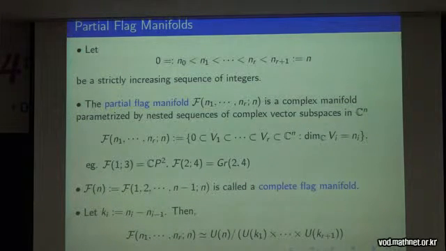Okay. So we are going to focus on F_n, the complete flag manifold. Let me introduce the shorthand notation F_n. So F_n denotes just the complete flag manifold. As a homogeneous space, it can be described as a unitary group quotient as follows.